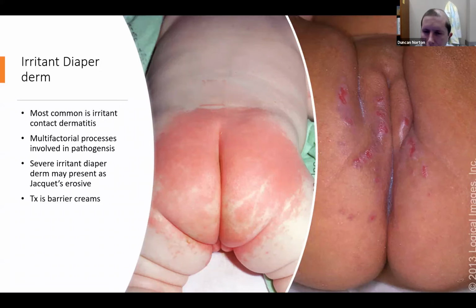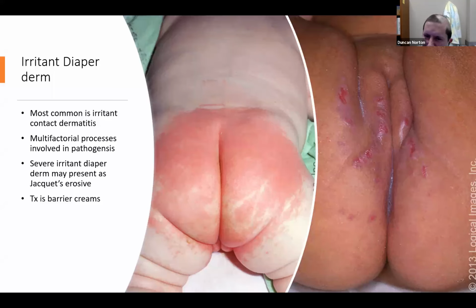You get fecal bacteria that are involved with urine that then begin to break down, which lowers the pH, which then causes skin breakdown, which then allows excess moisture to get into the skin, which then causes a barrier friction rub. And so it's a lot of different processes.